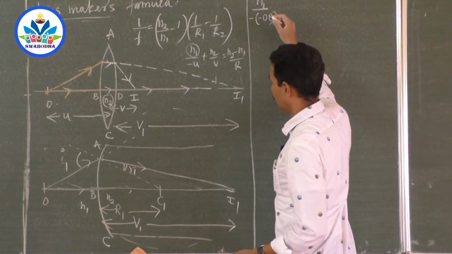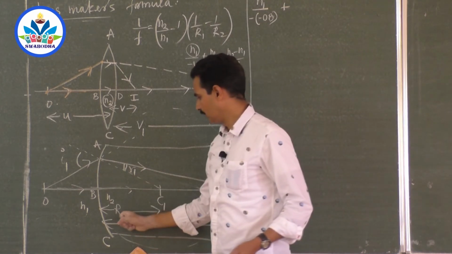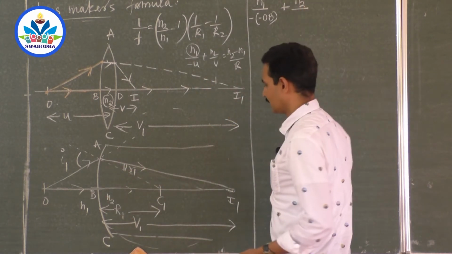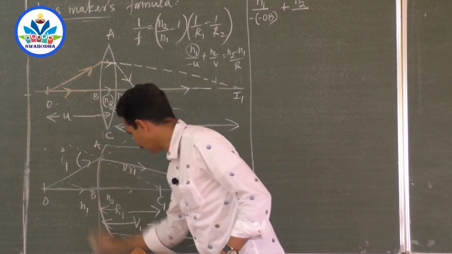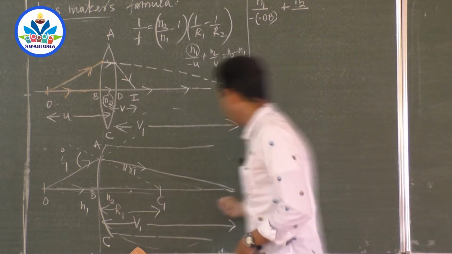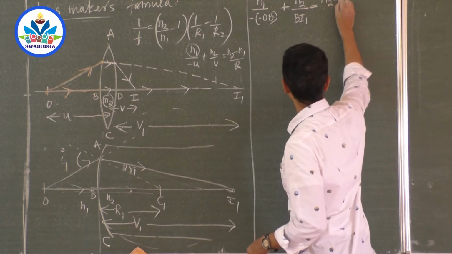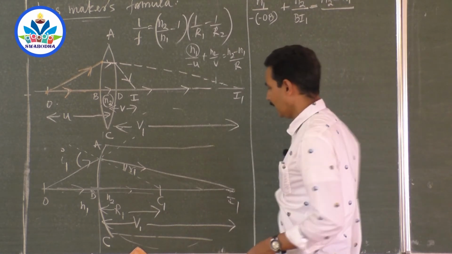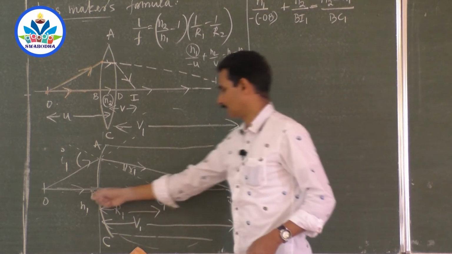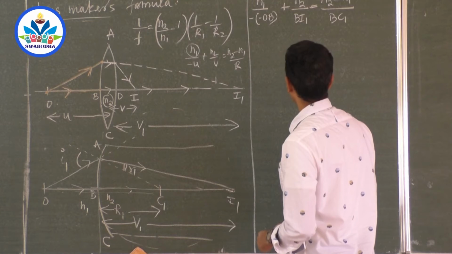What else then? 1 plus n2 by v. The refractive index of the medium where the refracted rays are present, that is n2 itself, by the image distance, which is on the right hand side. So this is the coordinate system for us. It is on the right hand side and it is v1, and shall I write it as BI1? It is positive. BI1 is equal to the refracting medium refractive index, incident medium refractive index, by the radius of curvature BC1. So it is plus BC1. Why? Because it is on the right hand side. It is plus BC1, right? One equation. So shall I write it in a proper way?